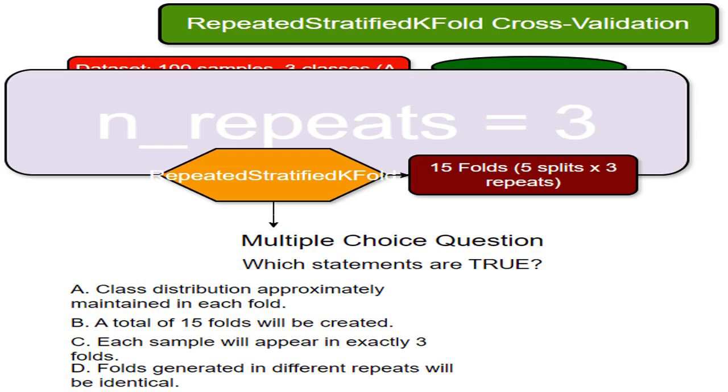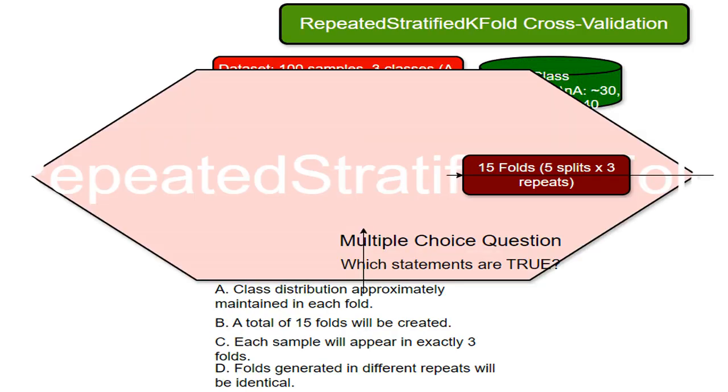I'm setting the number of times I want to repeat the entire 5-fold process. Repeating helps to get a better, more stable estimate of the model's performance. I will run this 5-fold cross-validation 3 times, each time creating a new set of folds. Each sample appears once in one fold in each of the 3 repeats. This is the specific type of cross-validation I'm using.